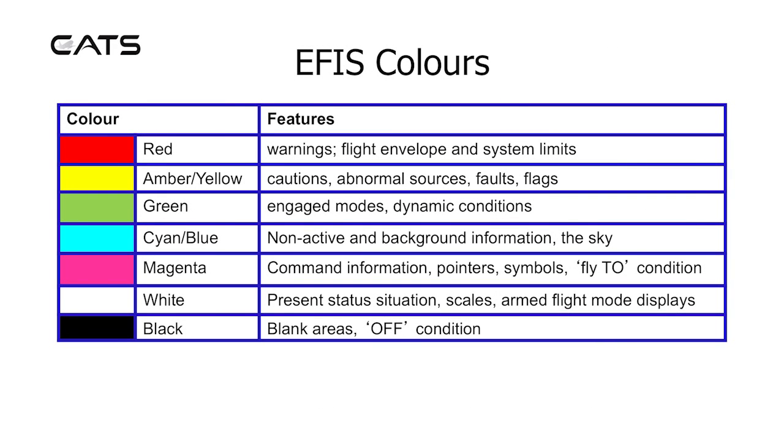EFIS Colours. Red indicates warnings and flight envelope and system limitations. Yellow or amber indicates cautions, abnormal sources, faults and flags. Green is engaged modes and dynamic conditions. Cyan or blue is non-active and background information, the sky. Magenta is command information, pointers, symbols and the fly to condition. White indicates present status situation, scales, armed flight mode displays. And black indicates blank areas and off conditions.